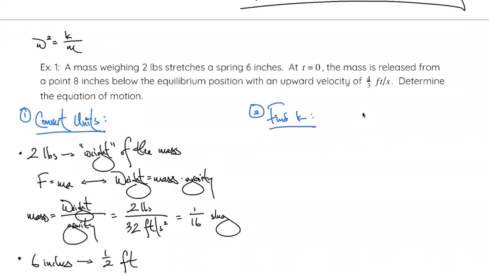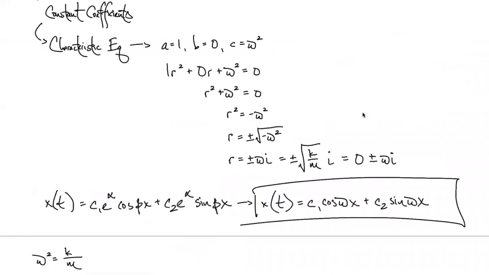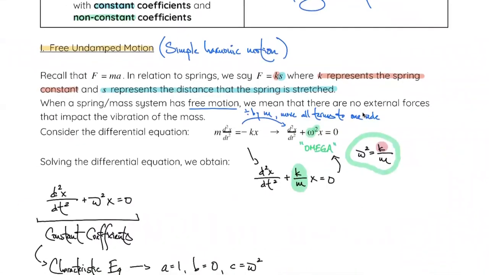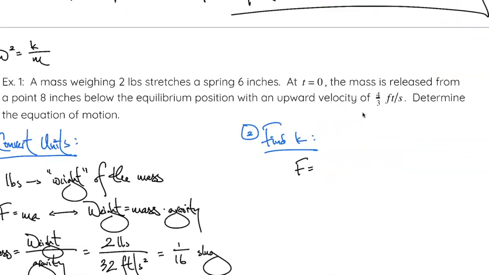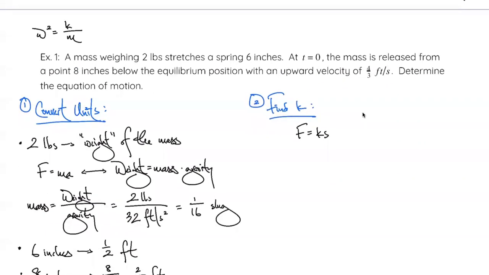All right, so if we're finding K, we're actually going to go back and grab an equation from above, which is this force equation. We're going to say that force equals K times S. The force will equal the spring constant times the distance that the spring is stretched. And if we plug in some numbers, well, what is the force? The force is actually the weight of the mass. So I'm going to go ahead and put 2 pounds in for the force.